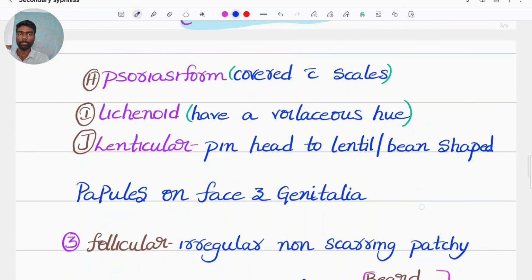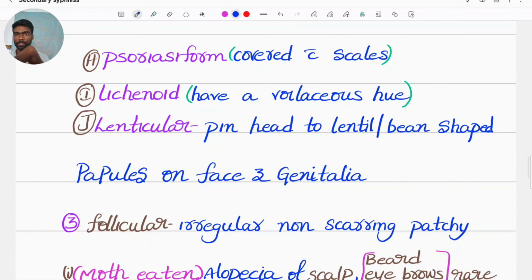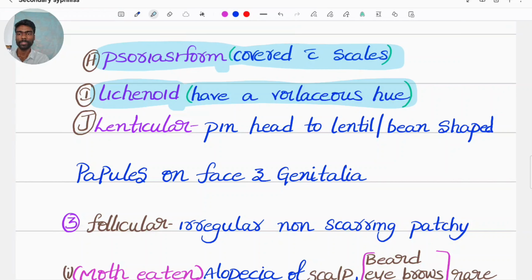Psoriasiform if the papule is covered with scale, a papulosquamous lesion. Lichenoid if the papules are a maculopapular rash having a violaceous hue, resembling or imitating lichen planus, here imitating psoriasis. Lenticular, pinhead to lentil or bean shaped papules on face and genitalia.